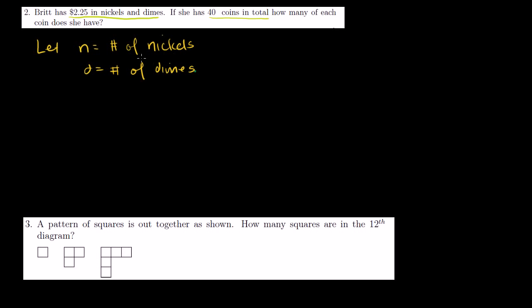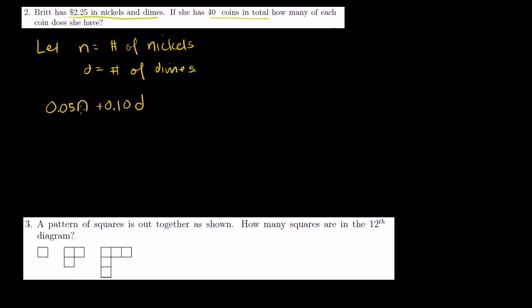So let's see. The first thing we know is that she has $2.25 in nickels and dimes. So how much money does she have? Well, each nickel is worth 5 cents, so the number of nickels times 0.05 is how much money her nickels represent, plus the amount of money her dimes represent. She's got d dimes, each worth 0.10 of a dollar. So this is the total amount of money she has, right?